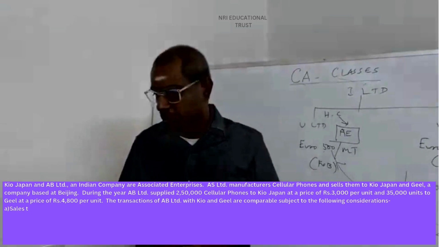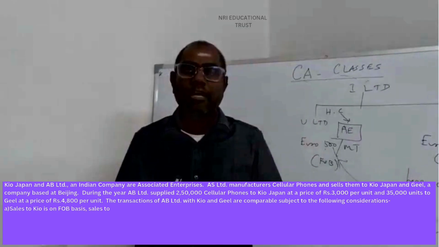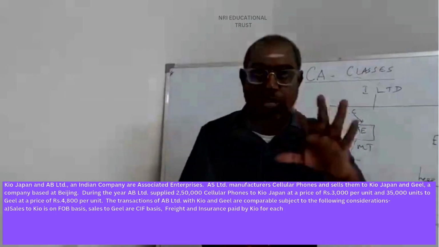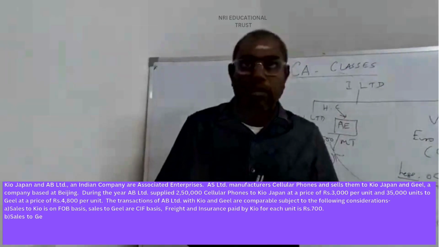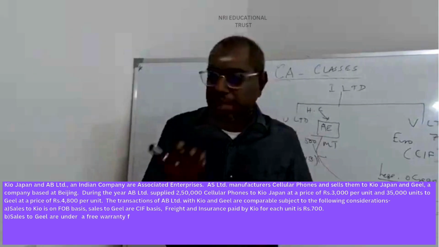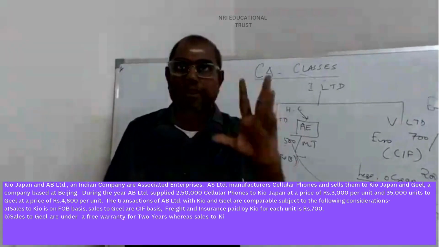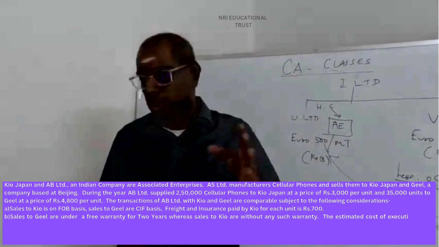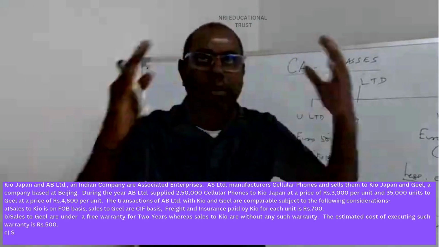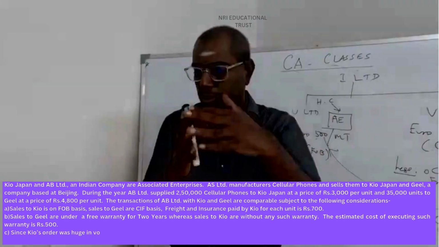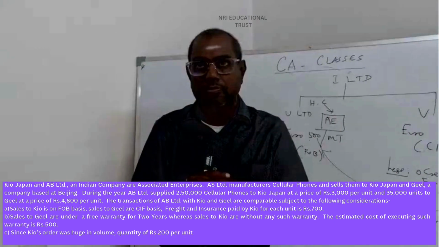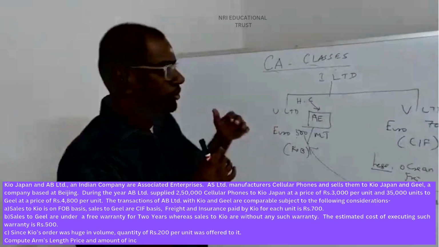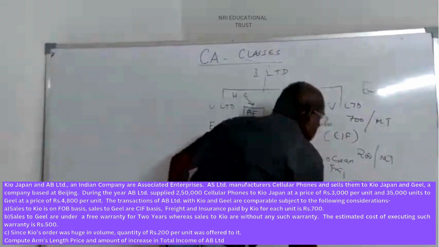the non-AE as well. During the year, AB Ltd supplied 250,000 cellular phones to Kio Japan at a price of 3,000 per unit and 35,000 units to Geel at a price of 4,800 per unit. The transactions of AB Ltd with Kio and Geel are comparable subject to the following additions. I will stop here. Let me look into the facts of the question.